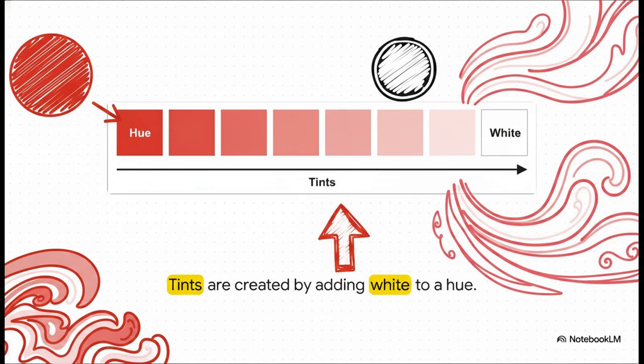A tint is created by adding pure white to a hue. This creates a much lighter value of that color. So, for example, if you take the pure hue of red and add white to it, you get a tint, which we all commonly call pink. It just creates a lighter, much softer visual effect.